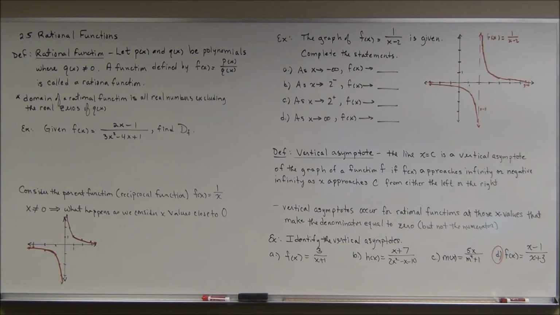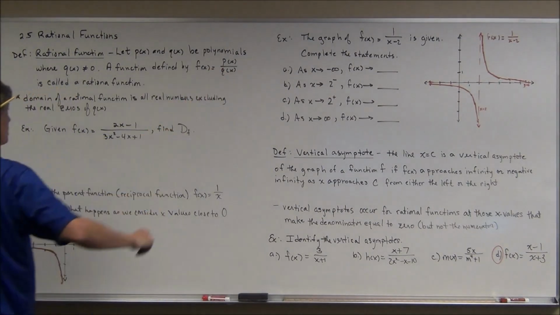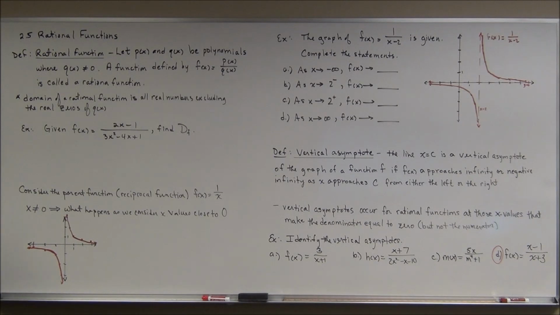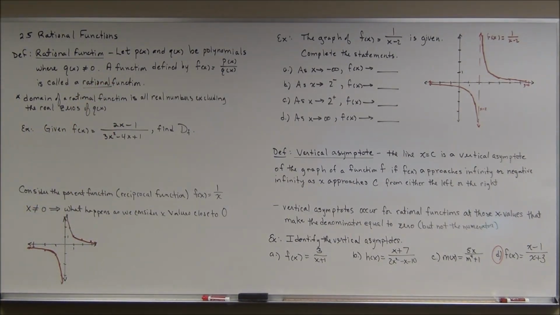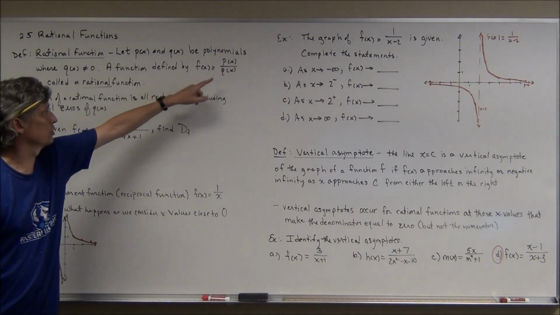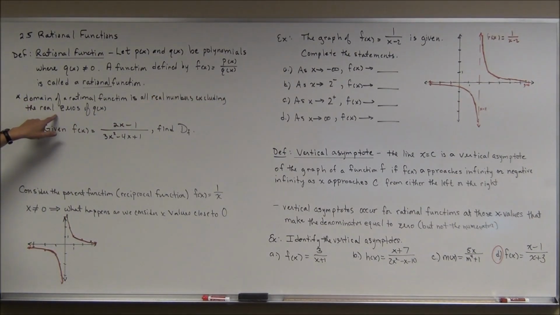Let p of x and q of x be polynomials and make sure that q of x cannot be equal to 0. A function defined by f of x equaling p of x over q of x, you can see the ratio here, the fraction, is called a rational function. The domain of a rational function is basically all real numbers excluding anything that makes the denominator 0, so the zeros of q of x, the denominator.